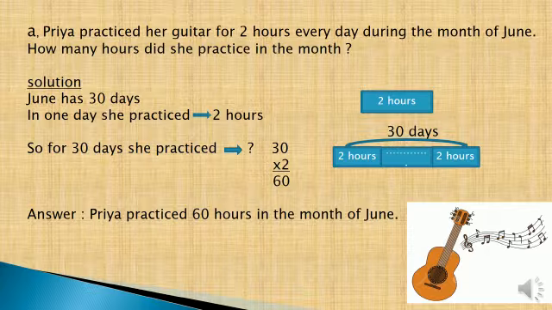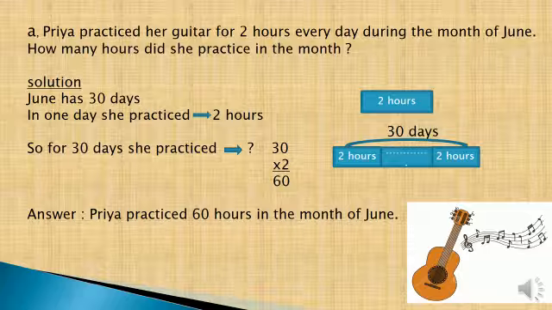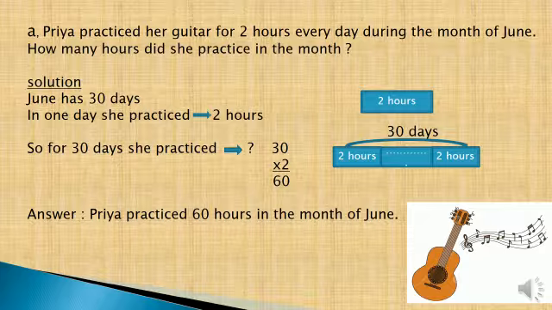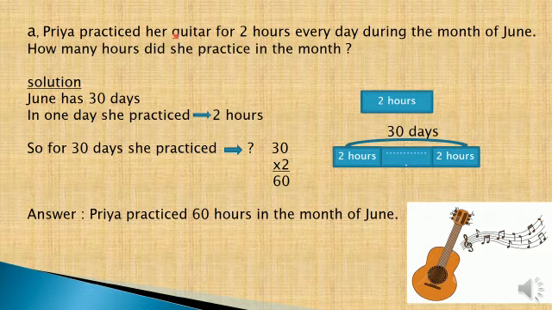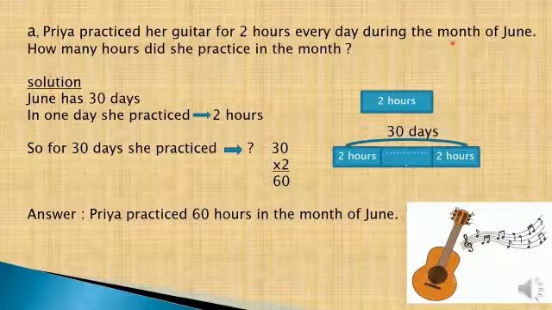Here the question is, Priya practiced her guitar for 2 hours every day during the month of June. How many hours did she practice in the month? First, you have to know what is given in the question and what we have to find. What is given in the question? She practiced for 2 hours every day. That means each day she is practicing 2 hours. And what we have to find is how many hours did she practice in the month of June?